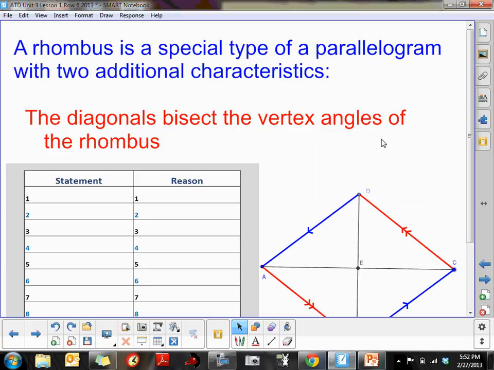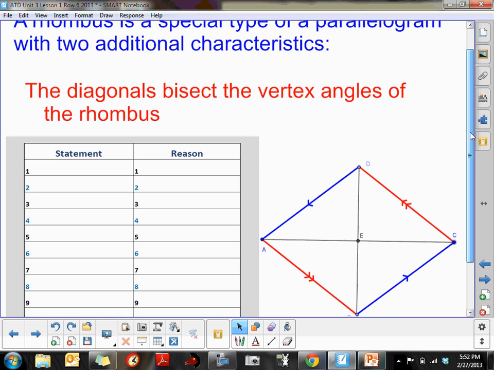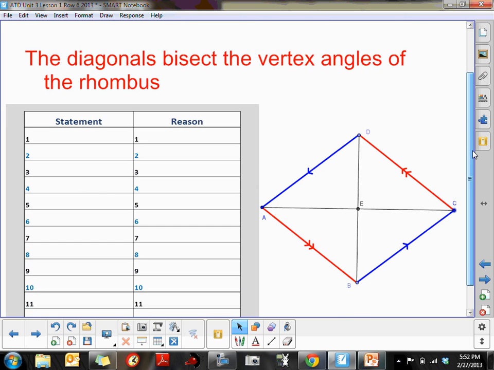The second property that we want to confirm is that the diagonals will bisect the vertex angles of all rhombuses. So if we have a rhombus, the diagonals will have to bisect the vertex angles. Now the word vertex is talking about the angles here at A, B, C, and D. These are called the vertices of our rhombus, and these vertex angles at A, B, and C are going to be bisected by each diagonal that's drawn.